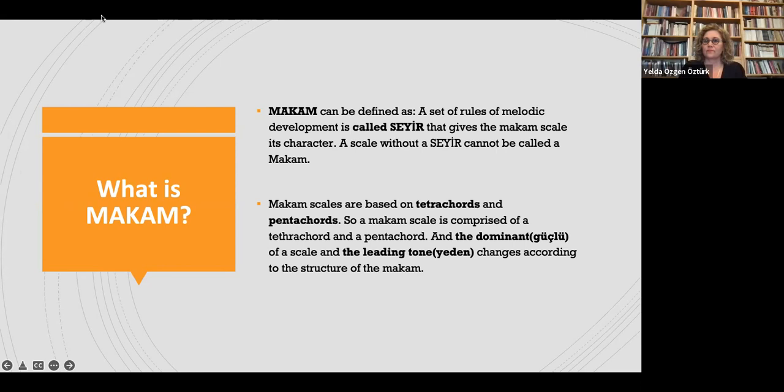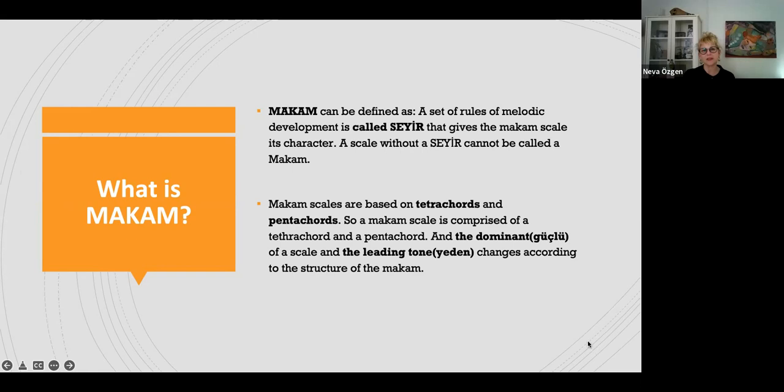Makam is one of the principal characteristics of Turkish classical music, which can be defined as a set of rules of melodic development, called seyir, that gives the makam scale its character. A scale without a seyir cannot be called a makam. There are hundreds of makams in theory, but the most common ones are approximately 60 to 70 makams, and each one of them has a special name like Rast, Uşak, Beyati, Bestenigar, Hicaz. And the title of the composition includes the name of the makam: Hicaz Sazsemaisi, Kürdili Hicazkar Peşrevi, Nikriz Şarkı.